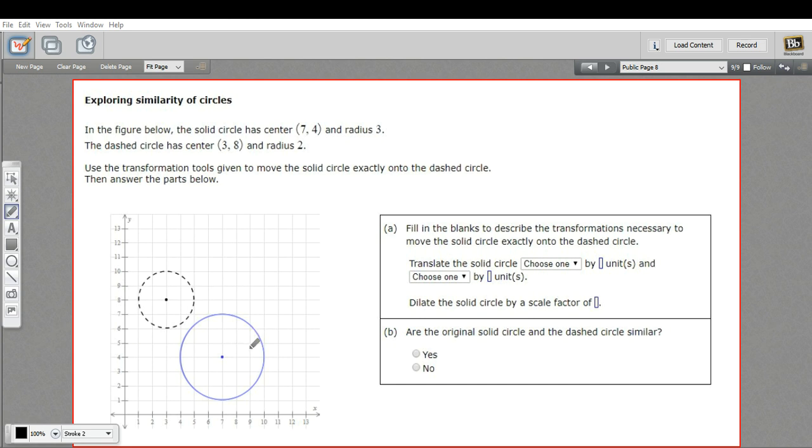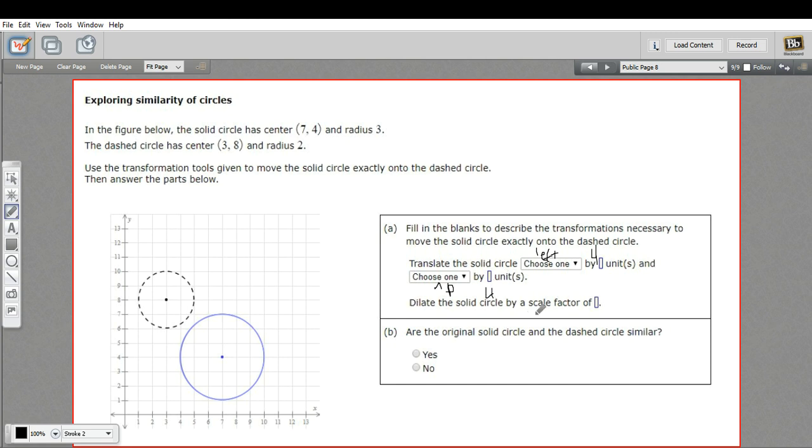We're being asked to move the solid circle, this blue one, onto the dashed circle, and to tell how we would do that. So the first step would be a translation so that the centers line up. And to make this center move over here, I would need to go to the left 1, 2, 3, 4, and then up 1, 2, 3, 4. So I've got to go, we'll say left 4 units and up 4 units.